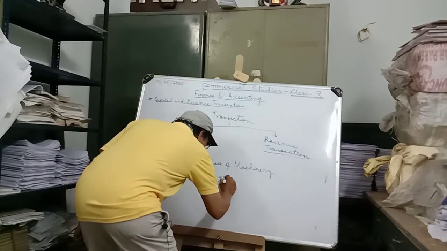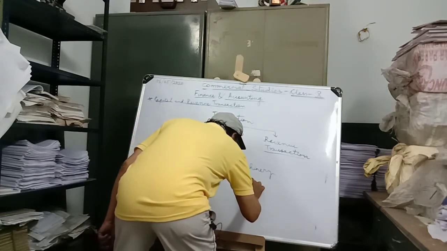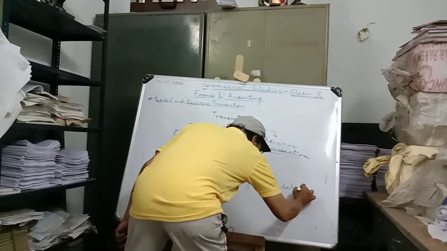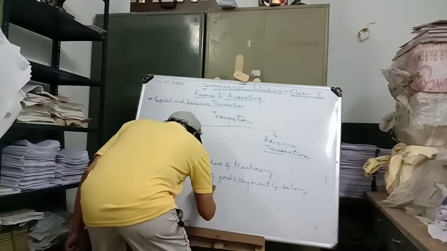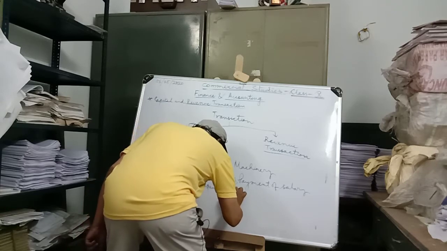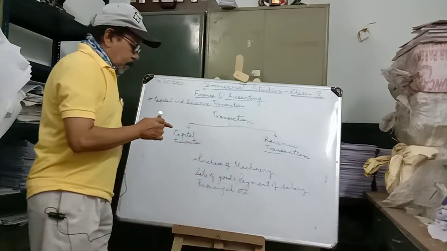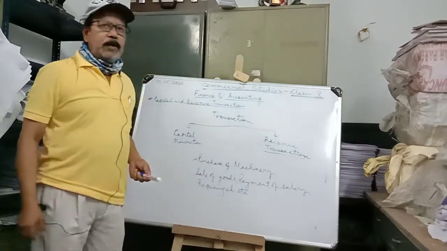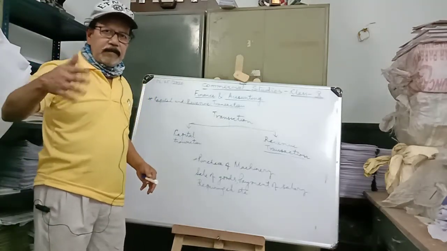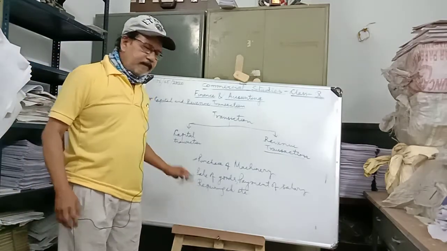Sale of goods, payment of salary, repairing charges, etc., etc. All right. So these are called revenue transactions. Why? Because this happens in a recurring way, repeatedly. All right. Is that clear?